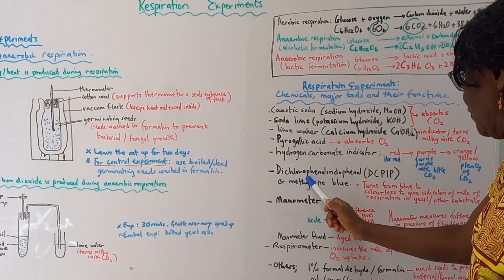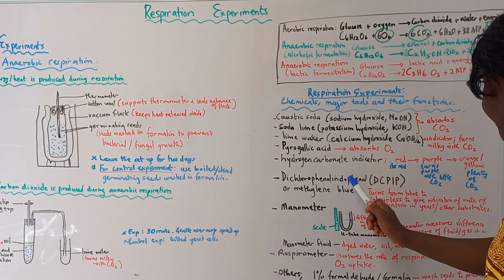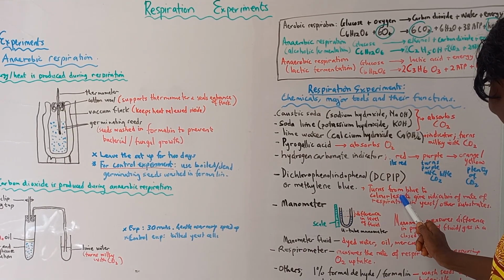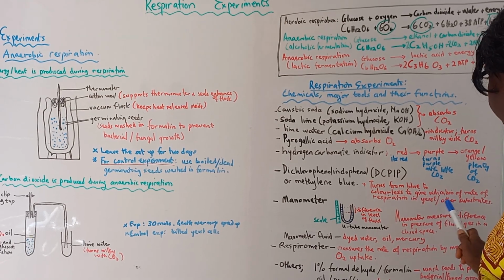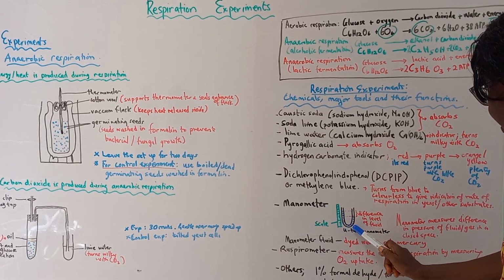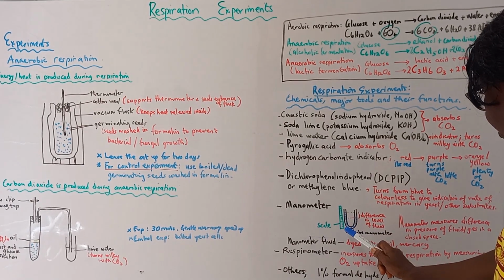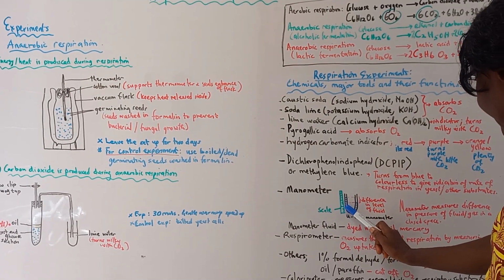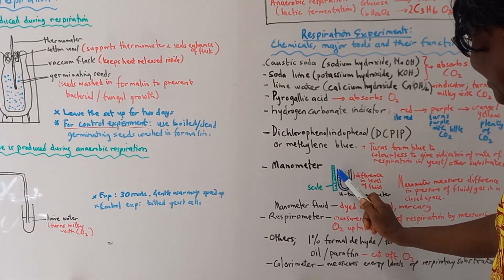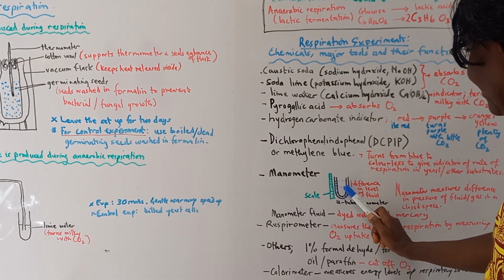Then we have dichlorophenol indophenol, DCPIP, or methylene blue. This is an indicator that turns from blue to colorless. It's used to show the rate of respiration in some substrates. And then you have a tool called a manometer. It's a U-tube and it contains liquid. It is used to indicate pressure differences in a closed system. So if pressure changes in a system, the manometer shows it by showing some differences.